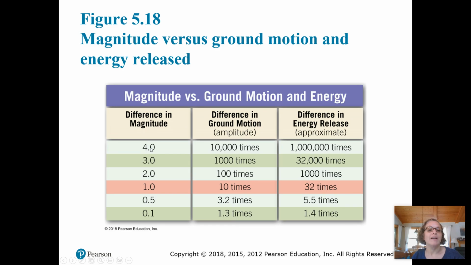And look at that, a difference in magnitude of 4. So let's come up with a scenario for that. We have a magnitude 1 earthquake versus a magnitude 5 earthquake. What's the difference in the amount of ground motion? 10,000 times different between a magnitude 1 and a magnitude 5. But there's a million times difference in the amount of energy that's estimated to be released between those two earthquakes.